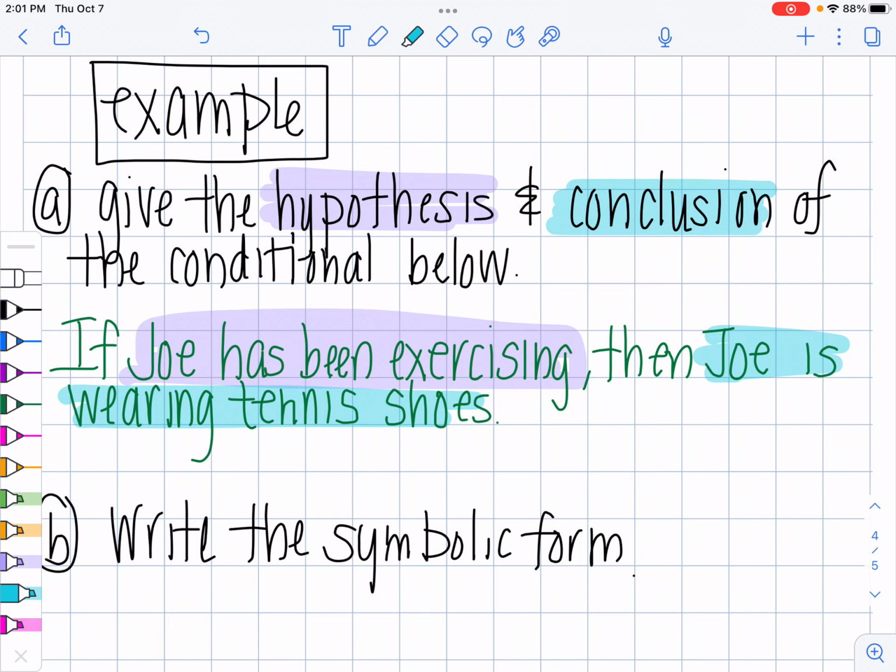So let's write this out in symbolic form. So let's pick some letters that you would want to use for our abbreviations. Okay, Joe has been exercising. I'm probably going to pick E for exercising. And Joe is wearing tennis shoes. I'm probably going to pick T for tennis shoes. So if I wanted to write this in symbolic form, I would say E, then T. If Joe has been exercising, then Joe's wearing tennis shoes.